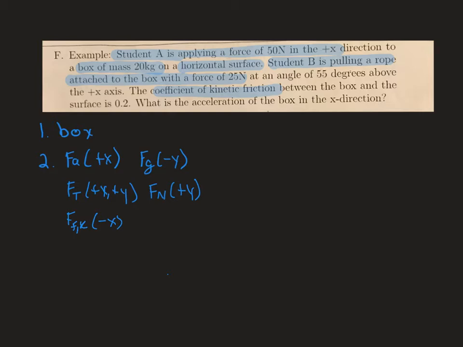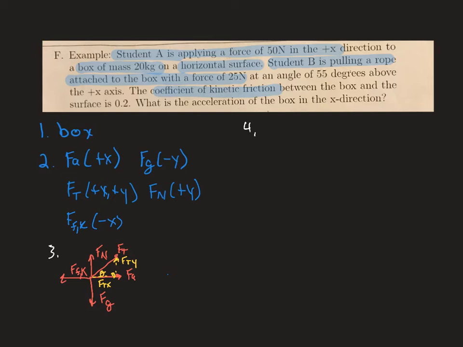So let's see, in the positive y, we have the force normal. In our first quadrant, we have a force due to tension. In the positive x, we have a force applied. In the negative y, we have a force due to gravity. And in the negative x, we have a force due to friction, specifically kinetic. And we have to remember that force due to tension has an x component and a y component to it.